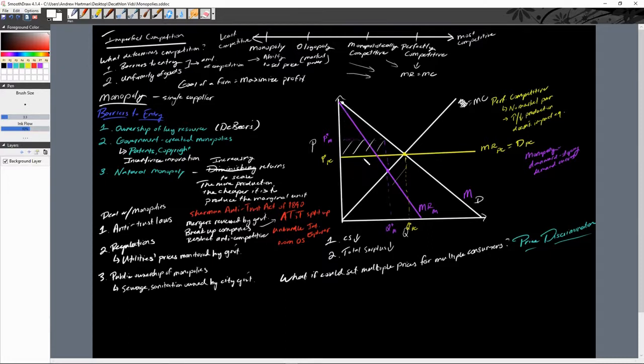But what they can do instead is, instead of trying to capture every single price along here, maybe they could set one price at this high level, and then they could set another price at this level to capture this new second chunk right here as well, right? They could capture this quantity right here, and add that into their surplus. And so, what are some examples of price discrimination?